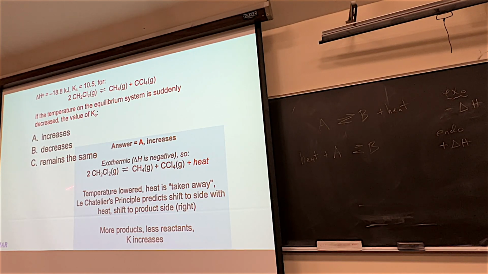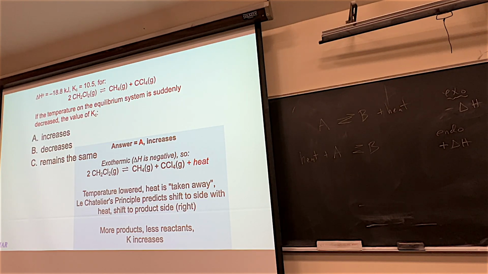Now, if this had been endothermic and heat was over here, it would have been the opposite. K would have decreased. And again, that's why it's really important to know when you have something exothermic or something endothermic. Any questions?